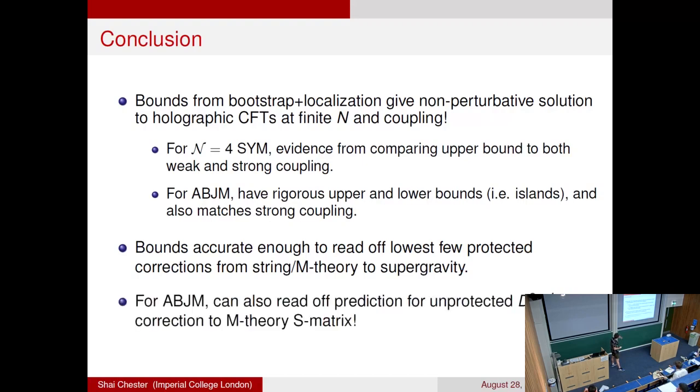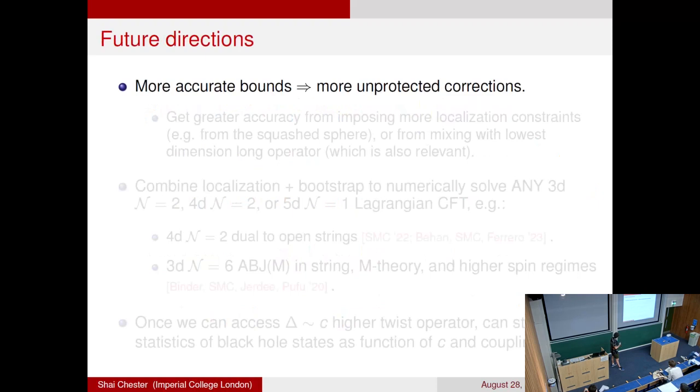And for ABJM, the story is even nicer, and then we have a prediction for the unprotected D^8 R^4 correction to the M-theory S matrix, which is like the first step into truly unprotected quantum gravity. Okay, so there's of course many future directions.